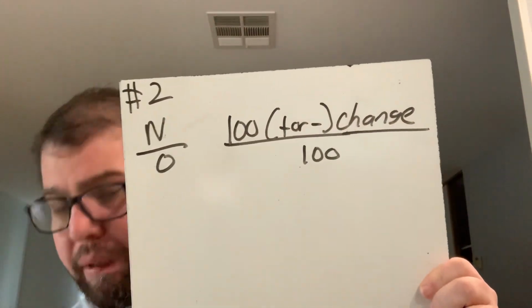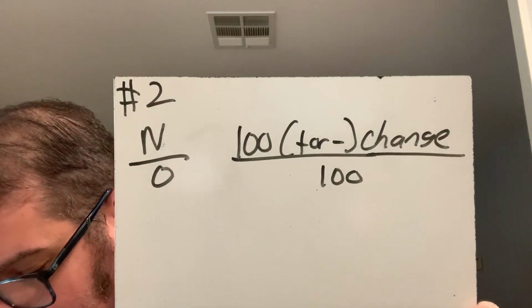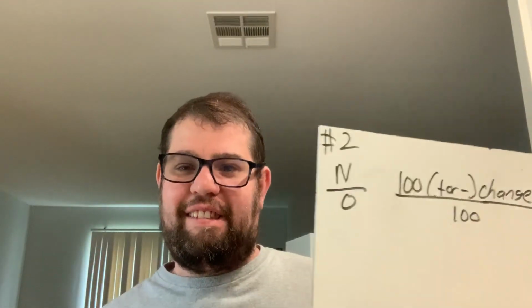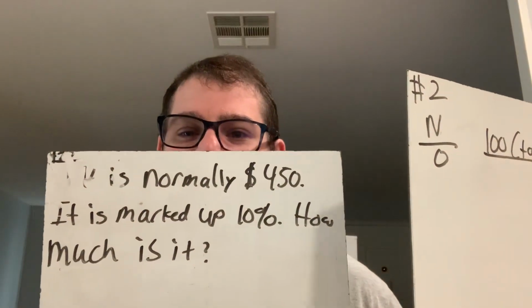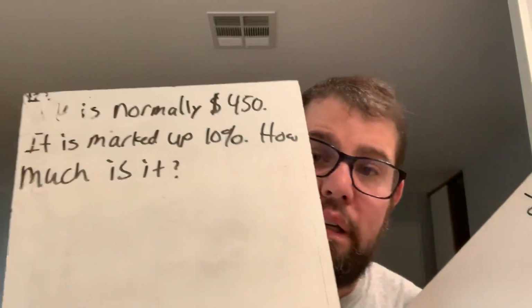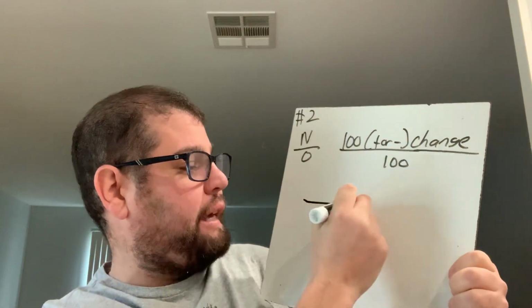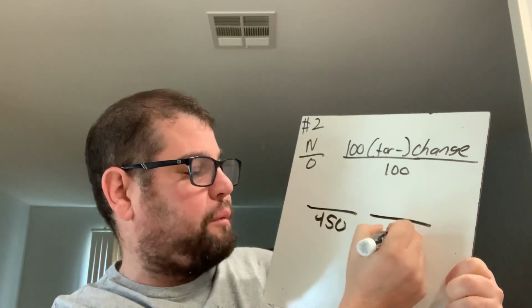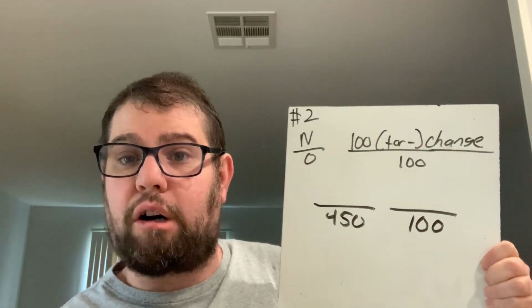So let's solve this together. This is our formula again. This is our problem that I just erased with my hand. Nothing new. So if we go back to the problem, it said a TV is normally $450. So I'm going to write my original is $450. I'm going to write 100 down here because that's always the same.